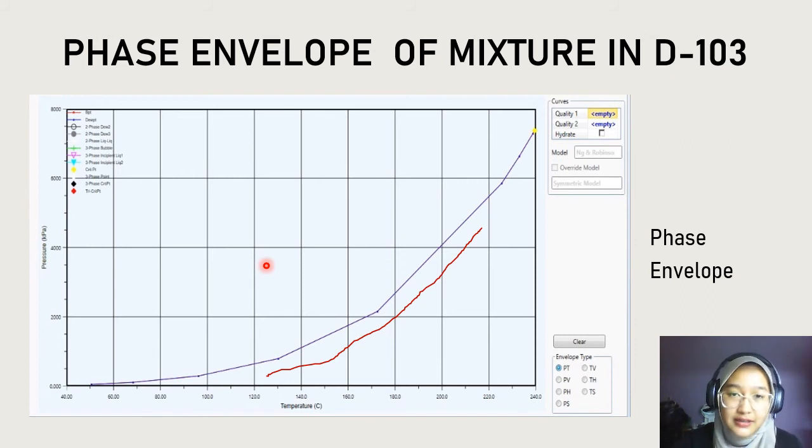Since there's only one curve, this curve is separating between two phases, where the top is the gas phase and the bottom is the liquid phase. So at a given temperature, if the pressure increases, then the mixture will be in gas phase, and at the same temperature, if the pressure decreases, then the mixture will be in liquid phase.